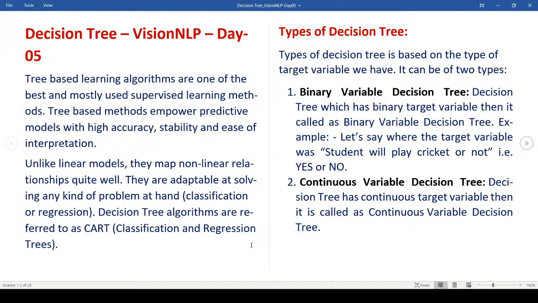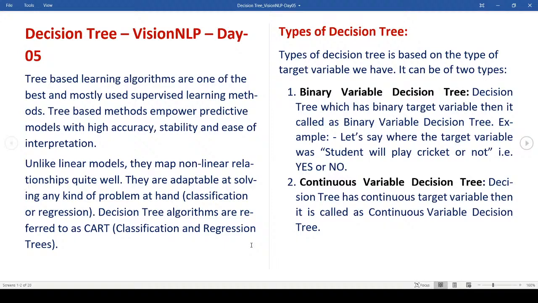So we'll just quickly start our session today. What exactly is the decision tree, how does it work, what are the applications, what are the error metrics, and we'll also go a little bit into the maths behind it, and quickly go through one real-time case study, like how we can build our decision tree model. All right, so this is today's agenda.